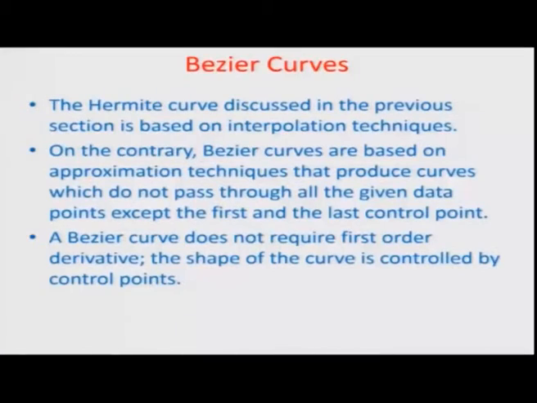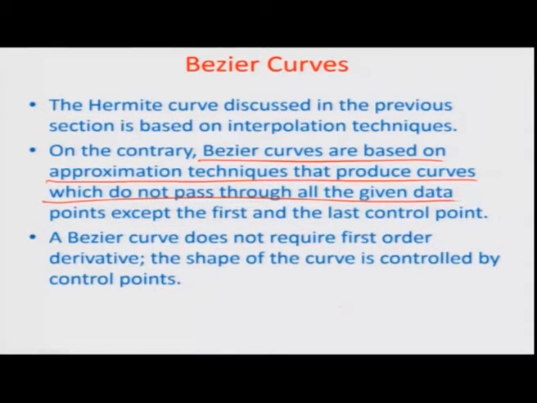So, Bezier curves are based on approximation techniques that produce curves which do not pass through all the given data points except the first and the last control point, but the implication of the data is felt if the data is varied. For example, if it goes up or down, the overall nature of the curve, the geometry of the curve, may change accordingly, based on which the Bezier is plotted with this set of points in mind. So, a Bezier curve does not require the first order derivative; the shape of the curve is controlled by control points.